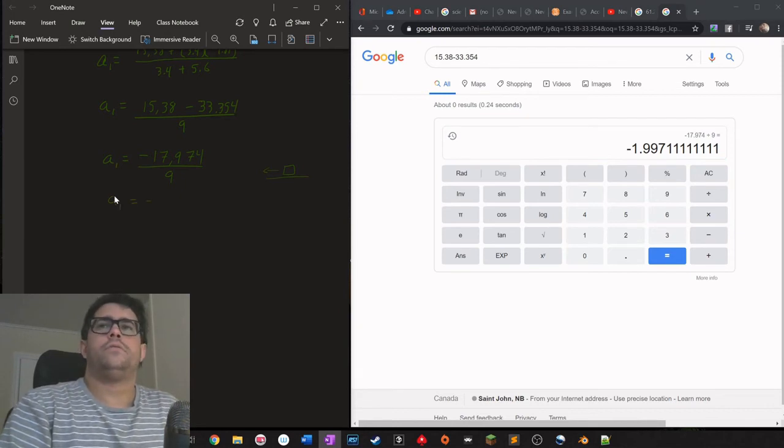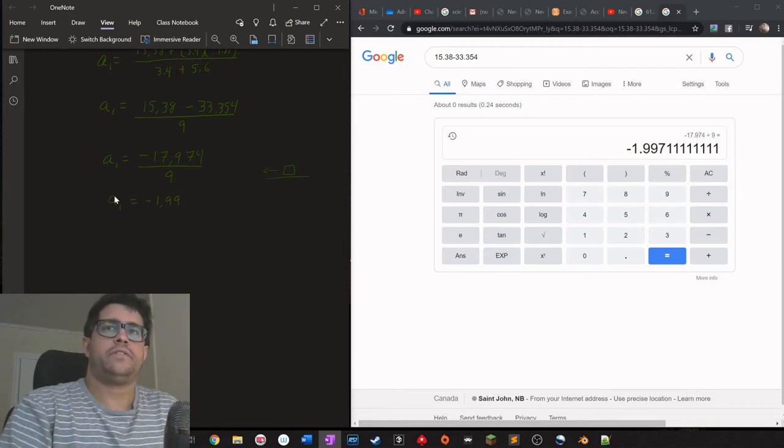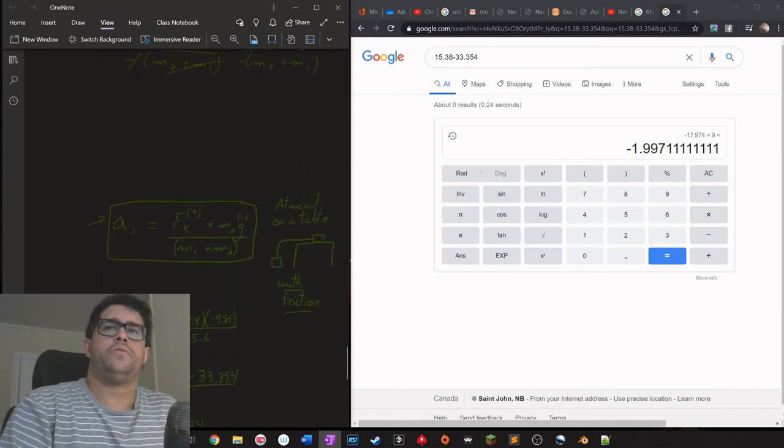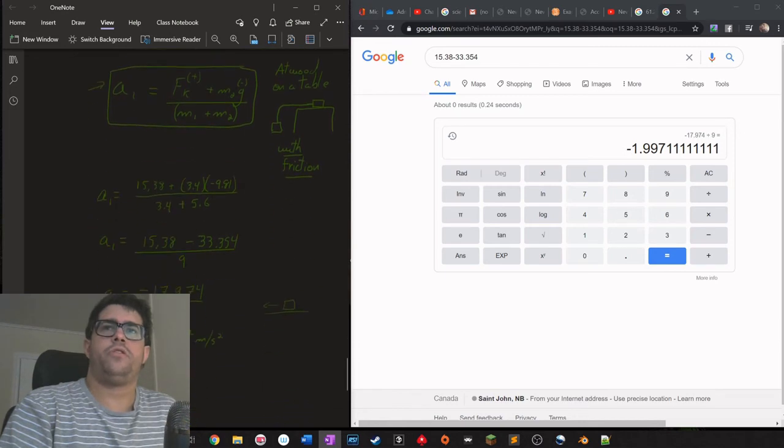Do we say 2? Well, it depends on your precision. 1.997 is my precision after 3 numbers, so I'm going to keep that meter per second square. But we get that they want us to find 2. Okay, so definitely this works. This is a good formula.